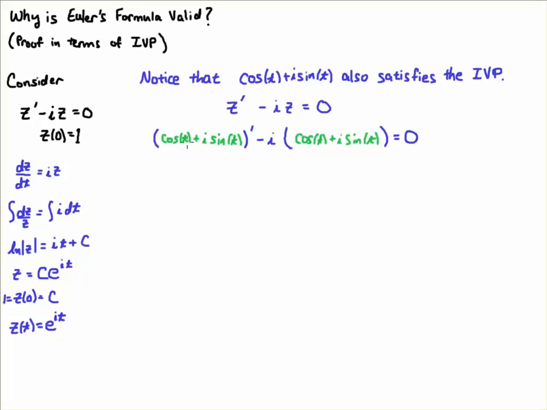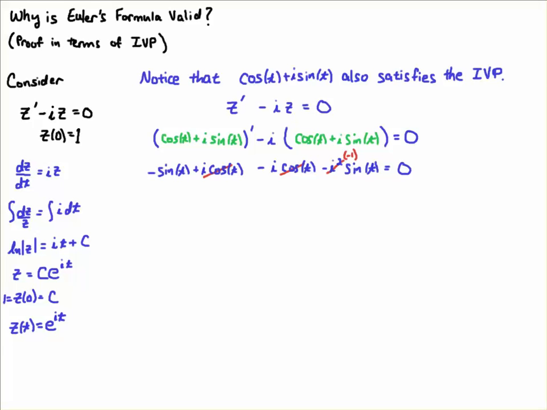So I have to take the derivative of this expression in the parentheses, and this expression in parentheses I'll leave alone. When I take the derivative of cosine, I get minus sine. I take the derivative of sine, I get cosine. That's what the prime does. So I just distributed the derivative operator. I distribute the minus i to each of these terms. So I get a minus i cosine, I get a minus i times i, which is a minus i squared sine of t.